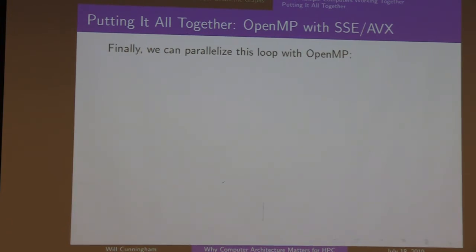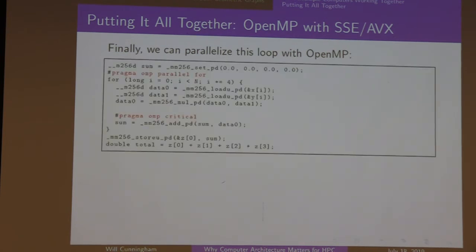So finally, we can add OpenMP to this, do that together. And it's as simple as this. You add your OpenMP parallel statement. So this is your for loop. You'll notice that I have this plus equals 4 now, because each operation is taking care of 4 pieces of data. And then there's also this critical statement.